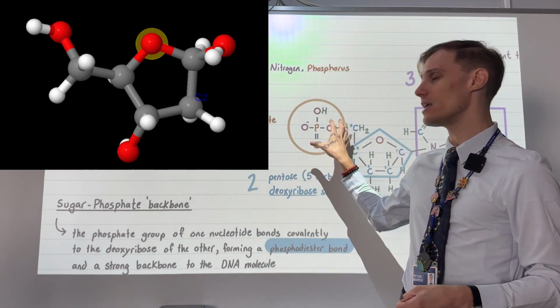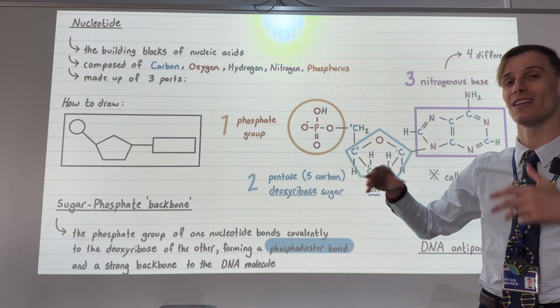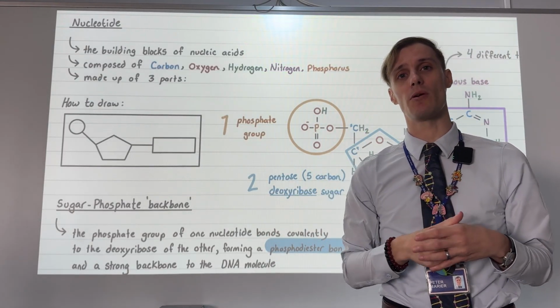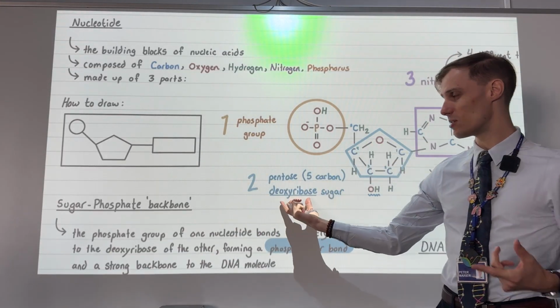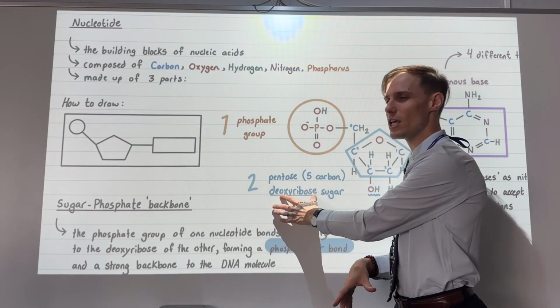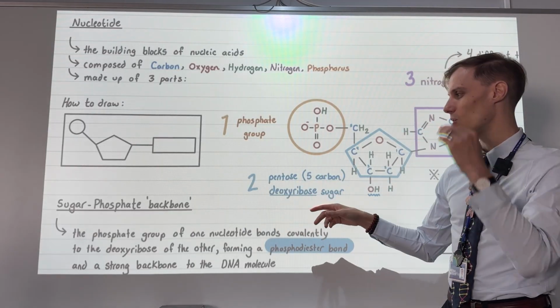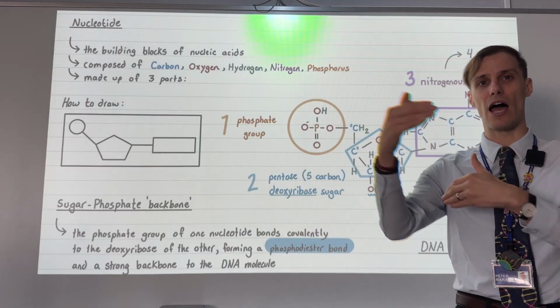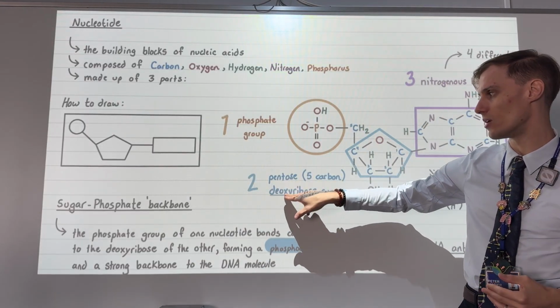Now, specifically, this pentose is a deoxyribose, and this is where DNA gets its name from, deoxyribonucleic acid. Now, to be honest, in terms of biochemistry, this is a really odd name, deoxyribose. What does that mean? Well, D means a removal of. So one less oxygen ribose.